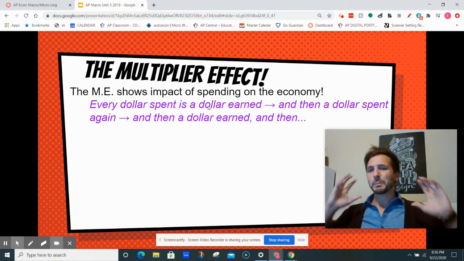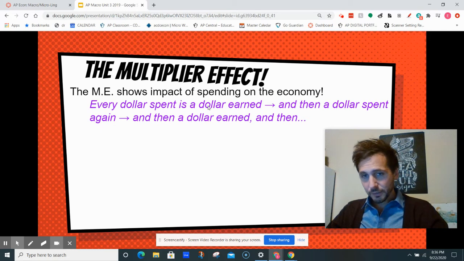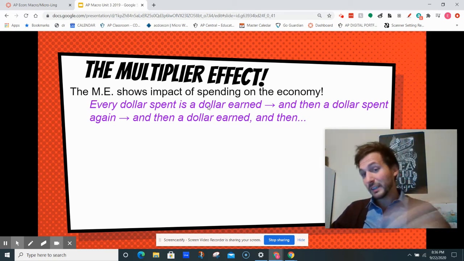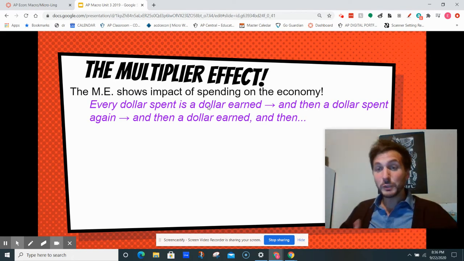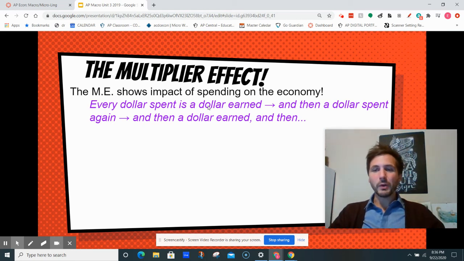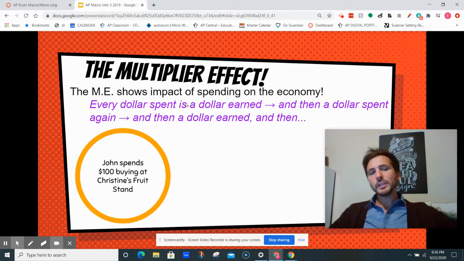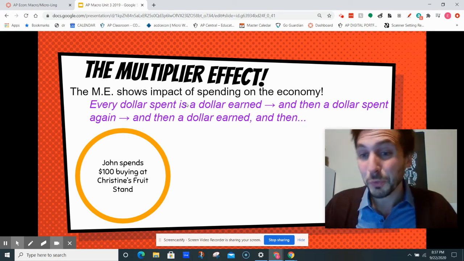So the basic premise of this is that every dollar that is spent is a dollar earned, and then a dollar spent, and then a dollar earned, and then a dollar spent, and then a dollar earned. We call this kind of the velocity of money. Money has a speed at which it is spent, and so it will continue to be spent throughout our economy over time. So let's say John spends $100 at Christine's fruit stand.